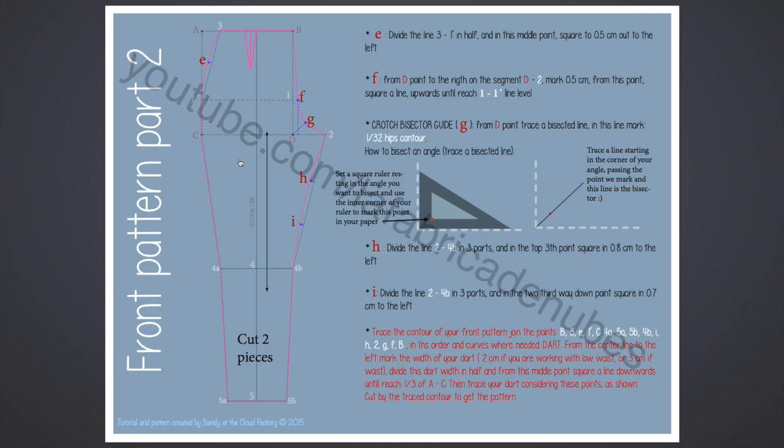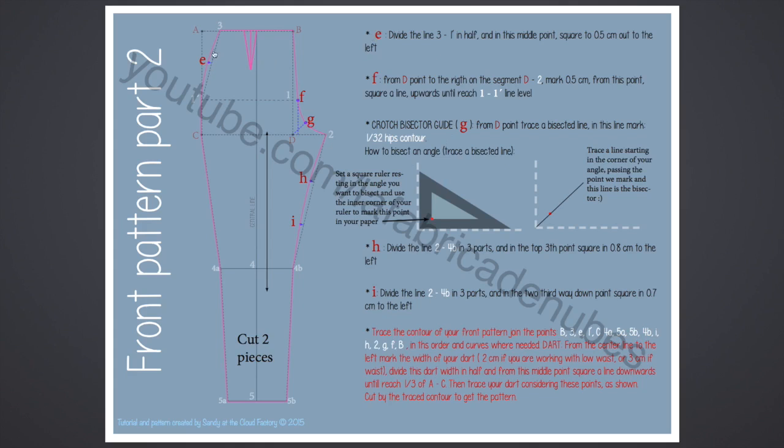In this one you have the instructions to trace the contour of your front pattern. For that you need to mark some secondary points, which I mark with lowercase letters here in red color. So you have to start in the same order I told you here in the instructions. Let's start with the point E.